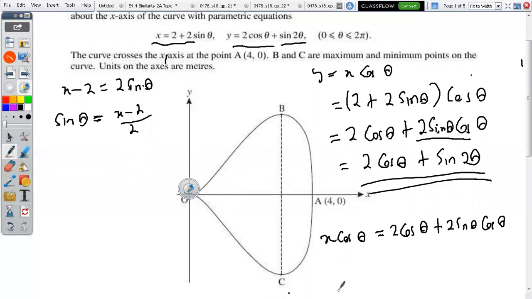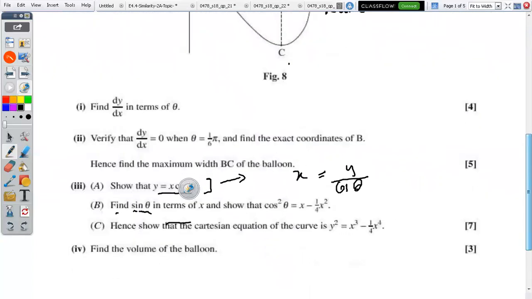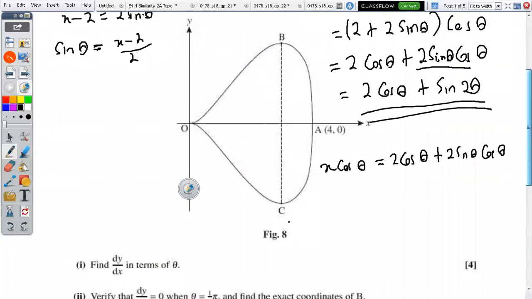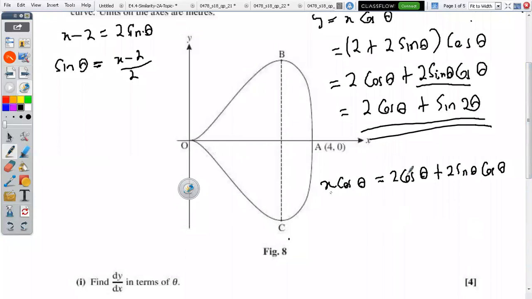We can. But we want to show cos squared. When do we lose the cos squared? Now let's divide everything by cos. On this side we're left with x, is equal to, if we divide by cos, we're left with 2 plus 2 sine theta. Is that true? Yes.